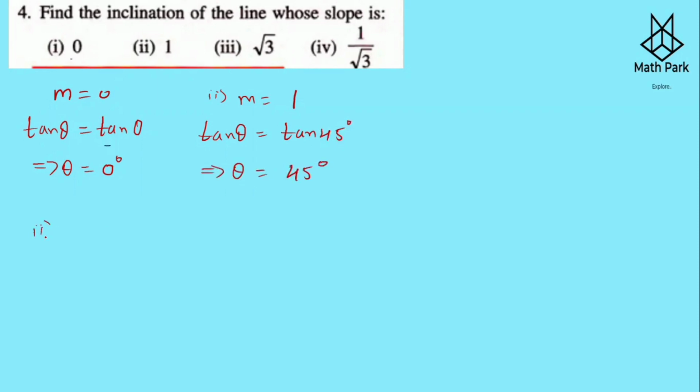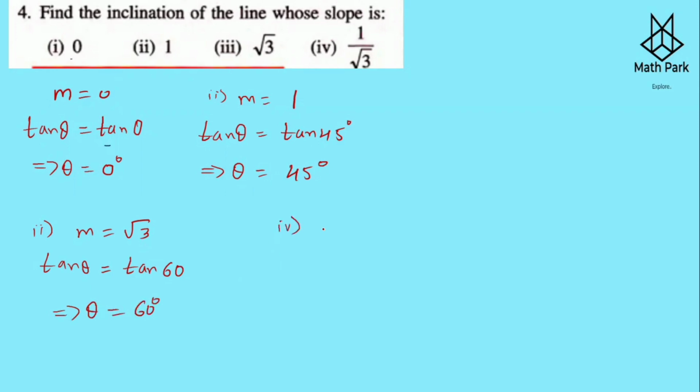For the third one, your slope m is equal to root 3. What is m? m is tan theta. And what value of tan is root 3? We know that tan 60 is root 3. So this implies theta is equal to 60 degrees.